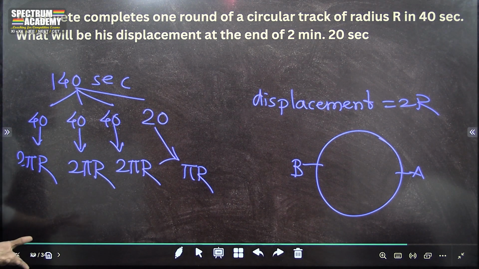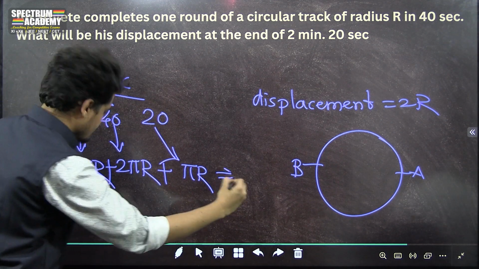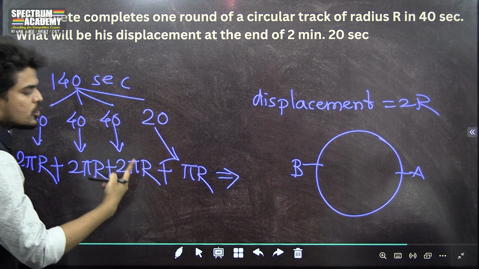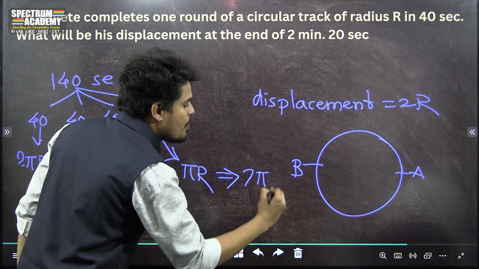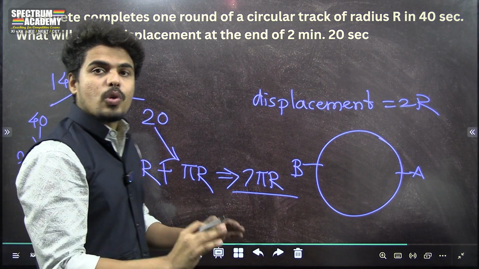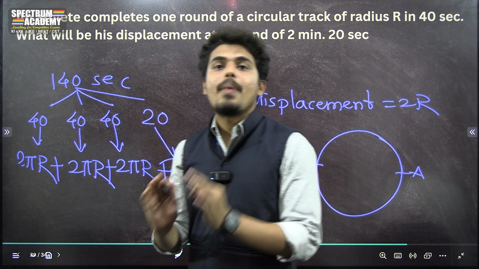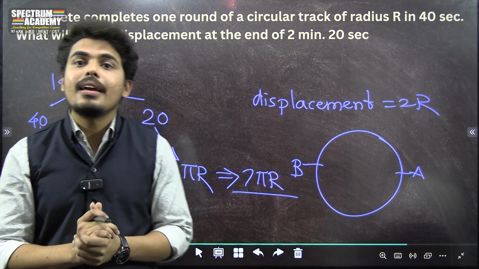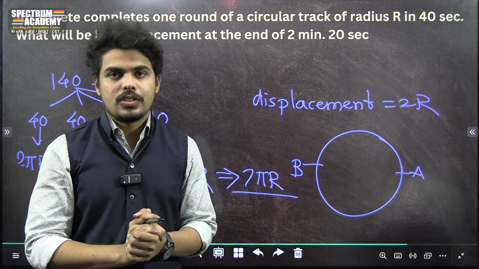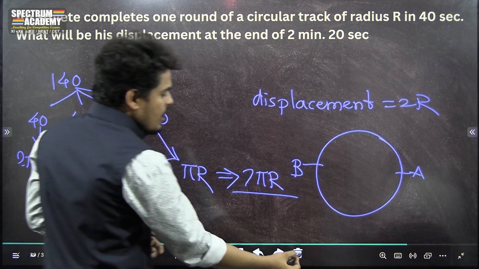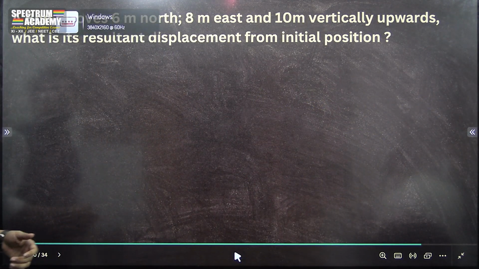So how much total distance is he covering? Distance means actual path covered. So this is 2 pi r, 2 pi r, 2 pi r, that is 6 pi r, plus pi r, which is nothing but 7 pi r. If distance is asked in this question, the distance will be 7 pi r. But the displacement is just 2r, where r is the radius of the circular track. So moving ahead, the next question in the series is a body.